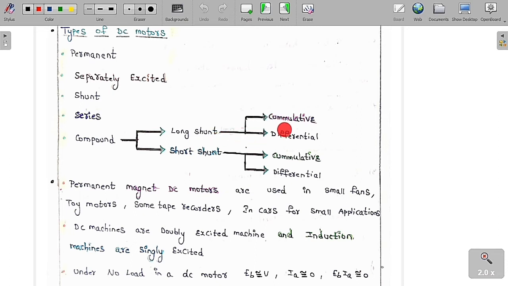One is called the cumulative compound and the differential compound, and the short shunt is again cumulative compound short shunt and differential compound short shunt. So these are the types of DC motors which occur in nature.